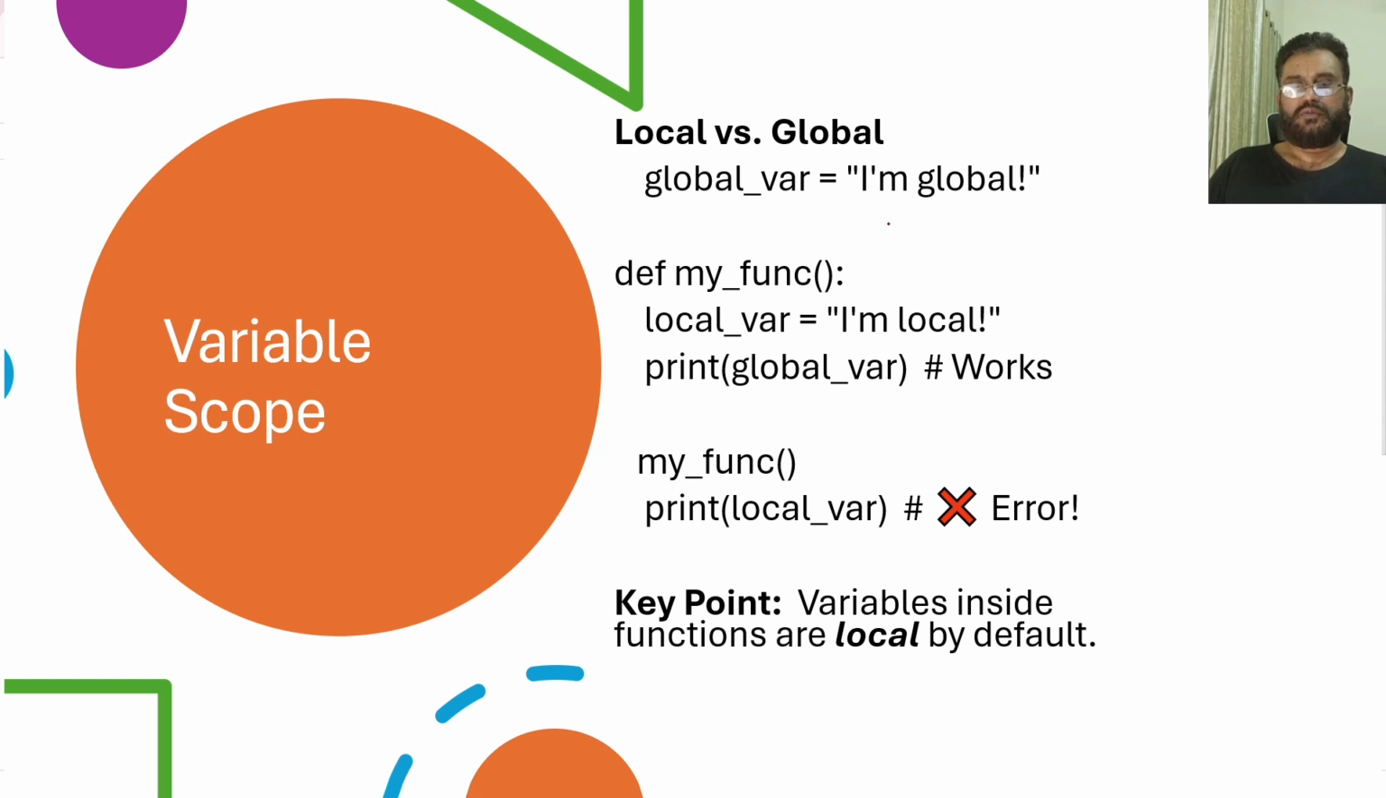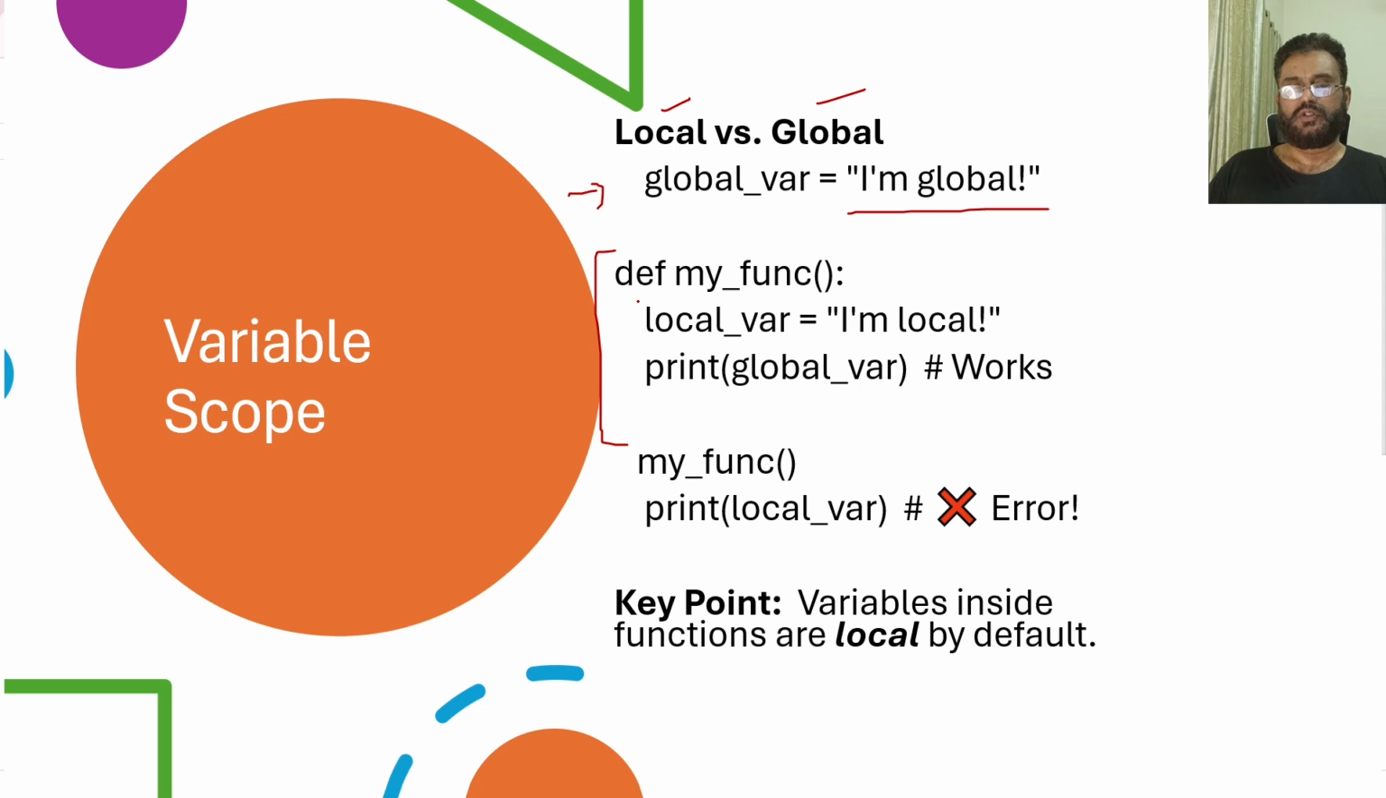So another type of variables are local and global variables. Like in other languages, global variables are accessible throughout the program. For example, if we declare a global variable like this, global_var, which contains the string "I am global", and now I define a function.